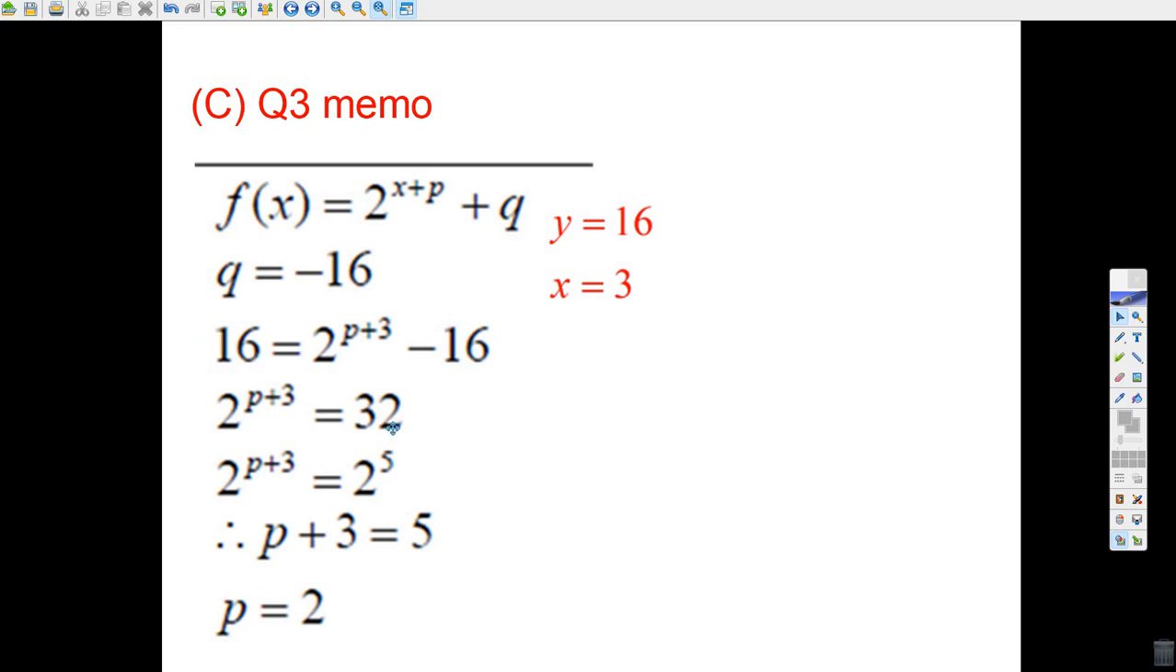We add 16, we get 32. Well, that's 2 to the 5th power. And p plus 3 equals 5. p must be 2. So there you go. There's the answer to C. There's C. Oh, done. Hey, they often do that. Give you a point and you stick it into the formula that they give you. And that's all there is to it.